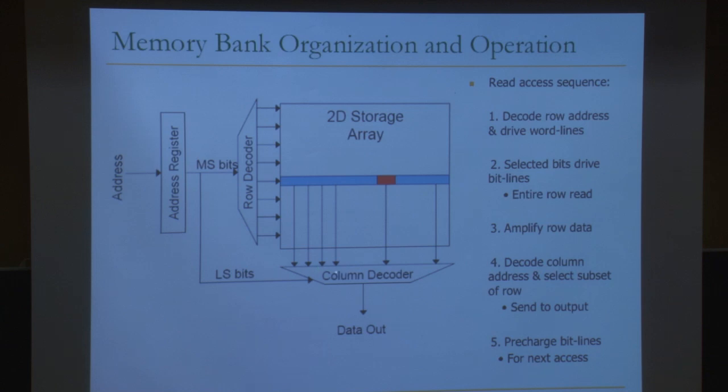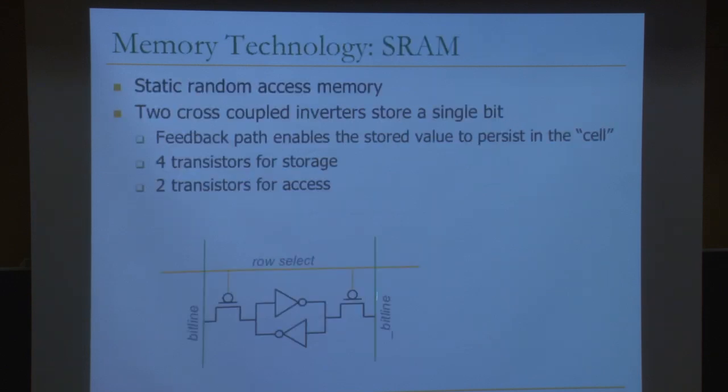Now you need to select which column you're accessing. You don't access 4 kilobits at a time, right? Somehow you need to select which column you're accessing, and that happens after the decoding of the column bits of the address. And that selected address is sent to the output. And at the end, you need to somehow restore the state of memory such that you can enable it for the next read, right? Now what you've done is bit lines have changed, right?